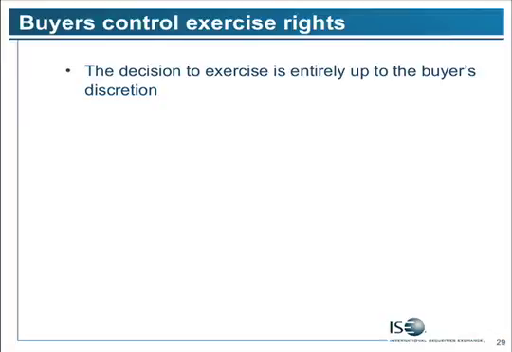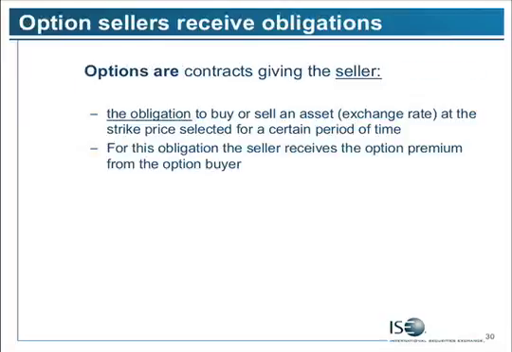If the option is worthless and you're long the option, you will just lose your entire debit, or the amount that you paid for that option. So the most you could lose for any option when you buy it is the amount that you paid for it. If you sell an option, you could lose an amount much greater than that. Options are contracts giving the seller the obligation to buy or sell the exchange rate, in this case, at a certain strike price for a certain period of time. And for this obligation, the seller receives the premium from the option buyer.